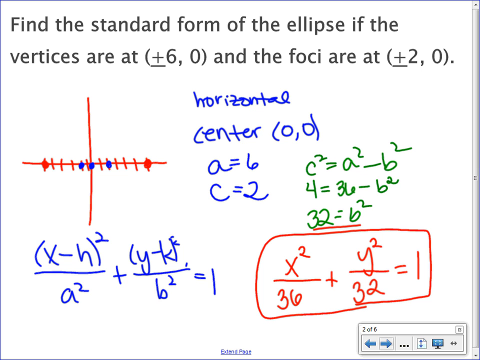A squared. Okay? So we need h, k, a, and b in order to complete our standard form. However, if we know 2 out of the 3, a, b, c, we can get all 3 to complete our standard form. Any questions?